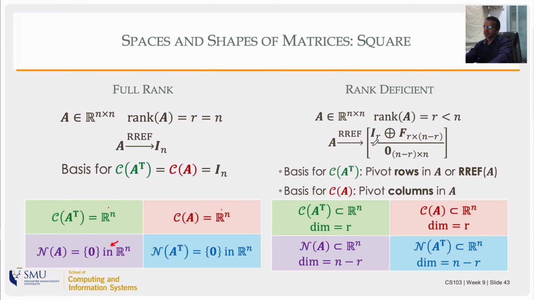Alright, if it is rank deficient, then the row reduction will give you n minus r rows of 0 rows in the bottom and some free variables, n minus r of them, and that will be mingled in with an identity matrix. So the column space will be a subset of Rn with dimension same as rank. The row space also a subset of Rn, same dimension. The nullity is the dimension of the null space, n minus r. The left nullity, the dimension of the left null space, is also n minus r.